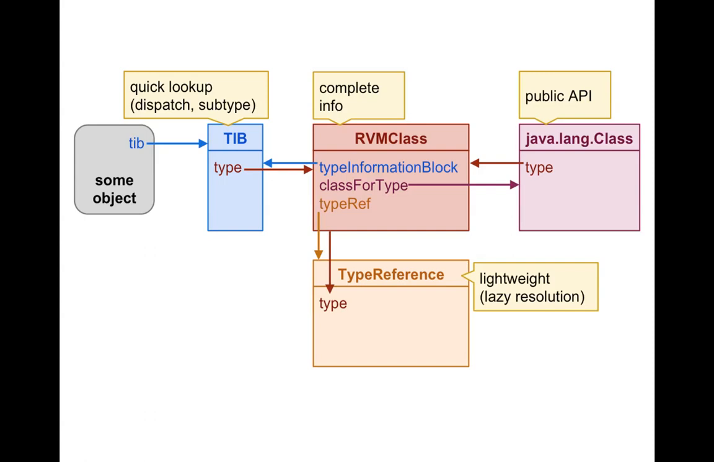The type reference, this is pointing the wrong way, the type reference actually points back to the RVM class once it's been initialized. So once you resolve a type reference, the type field points to the RVM class where you can get all the detailed information. When the type reference is not yet resolved, the type field is null, and so you don't actually have behind it any RVM class. So you have those four objects for each type, for each Java type represented in the Jikes RVM.